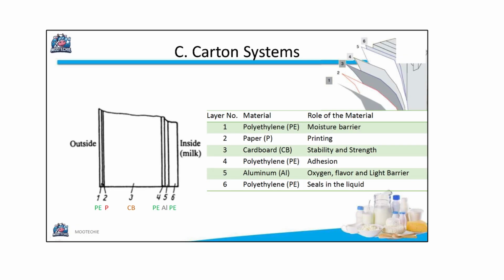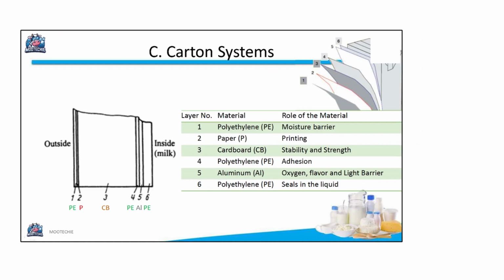These cartons have a complex layered structure. From the outside in, the layers are polyethylene, paper, cardboard, another layer of polyethylene, aluminum, and a final inner layer of polyethylene. Each layer has a specific role. The polyethylene layers act as a moisture barrier and for sealing. The paper and cardboard provide stability and strength for printing. The critical aluminum layer acts as a barrier against oxygen, light, and flavor loss, ensuring the product inside stays fresh.